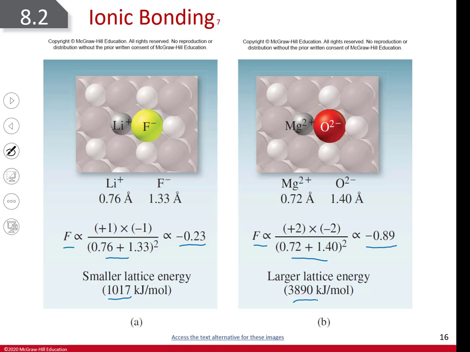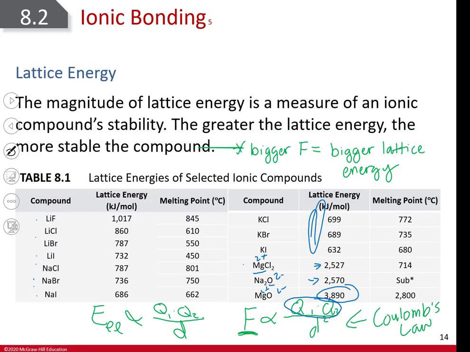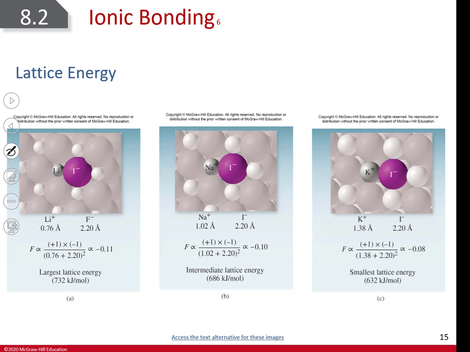So what if the charges aren't different? How do I tell the difference between these guys? Why is lithium fluoride a bigger lattice energy than lithium chloride? Both of them have the same charges, so what about Coulomb's law must be different for the two of those? The distance? The distance, good. The distance in any ionic bond, so here's our lithium iodide, is going to be the sum of the ionic radius of each of the ions. So have we learned about ionic radii yet?